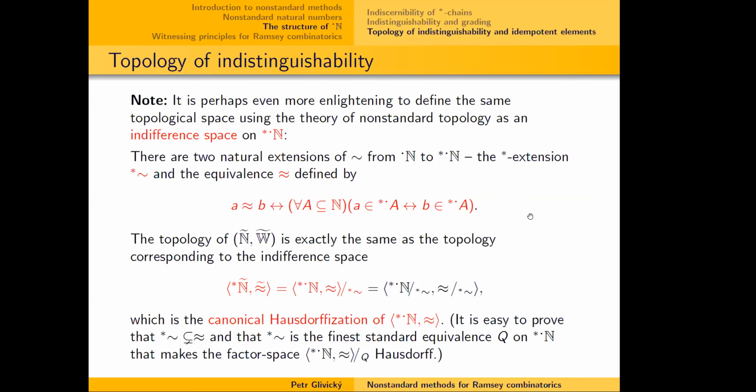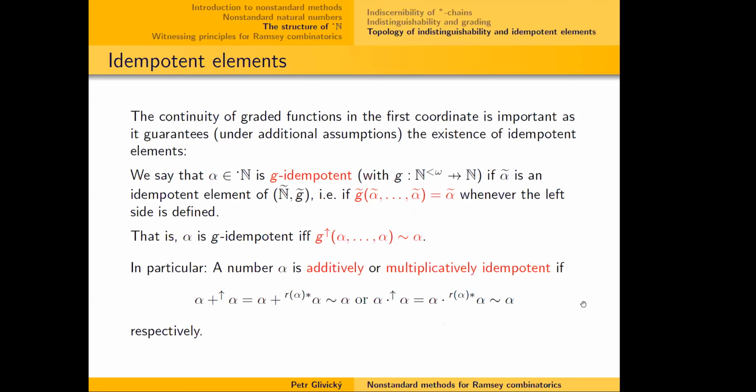So the coarser factor space, which is already Hausdorff. And this is created by taking this original space with the double tilde and factoring it by the star of the original tilde relation. So we can apply star even on this equivalence of indistinguishability and factor this structure by this, and what we get is exactly the same topology as on the previous slide, just done in the non-standard way, with the same properties being compact Hausdorff and having the continuous functions in the first coordinate.